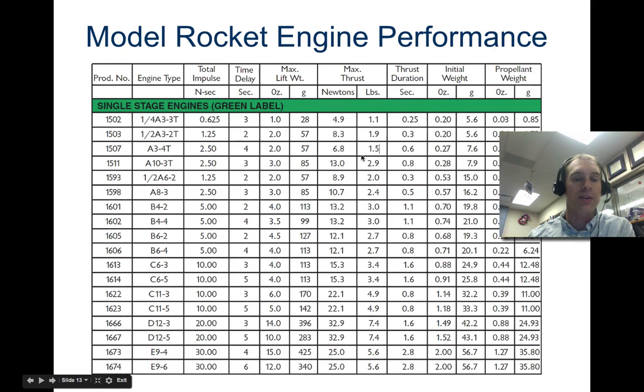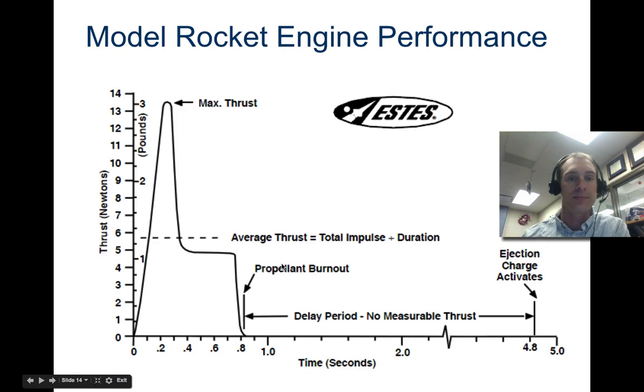And here's a big chart that kind of helps you read them. Once you get your engine, you'll find it on the chart. If you have a C6-5, we have an impulse of 10, time delay of 5 seconds, and it also gives you your max lift, max thrust, thrust duration, initial weight, and propellant weight. So you have kind of an idea of the size of rocket that you could build if you wanted to make your own custom rocket.